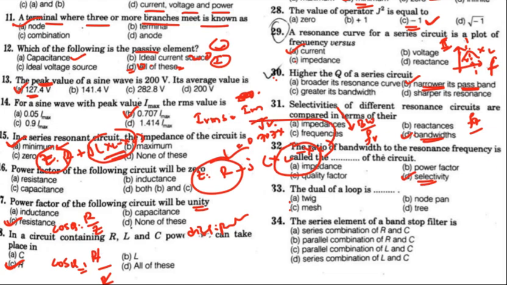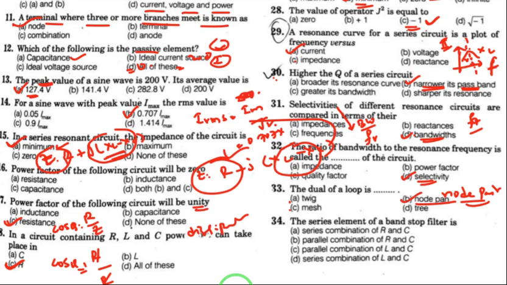Next one. The dual of loop is node pair. So a pair of nodes will be those that are independent. The dual of loop is node pair. So B is the correct answer.